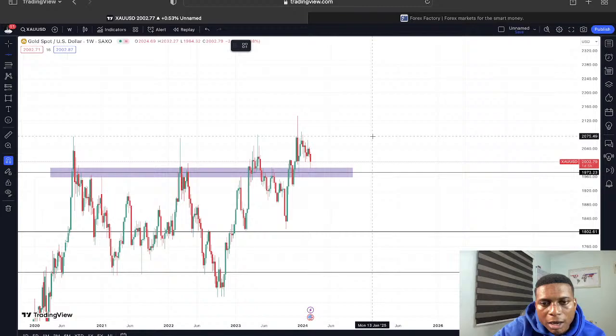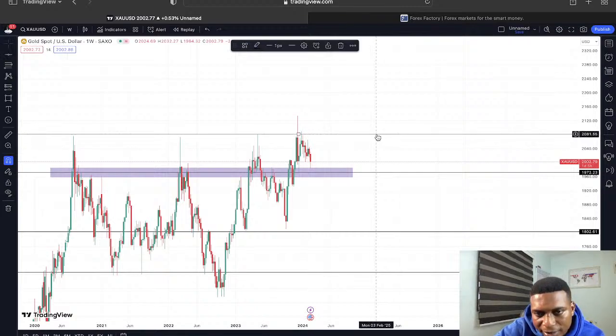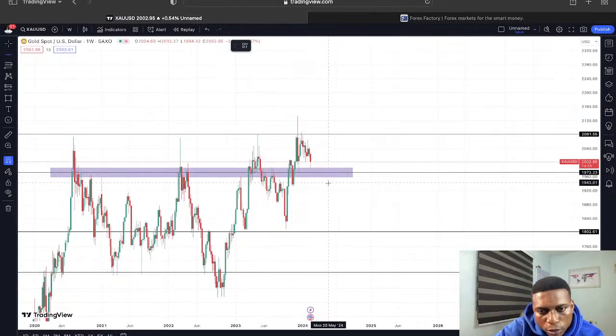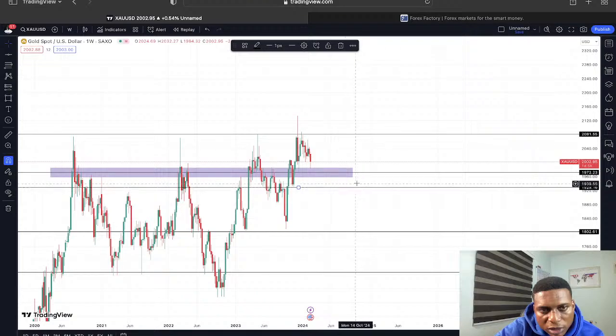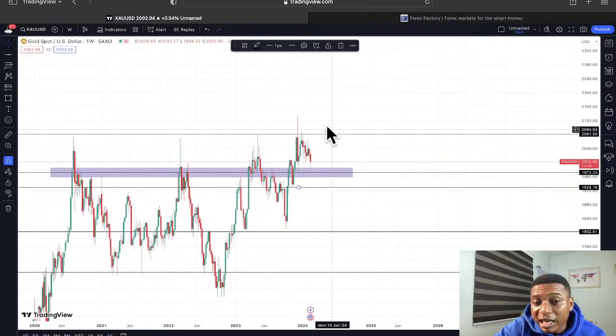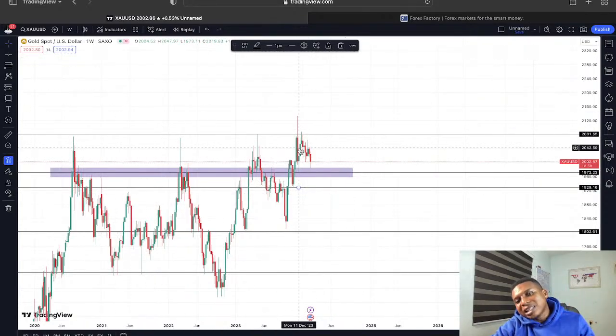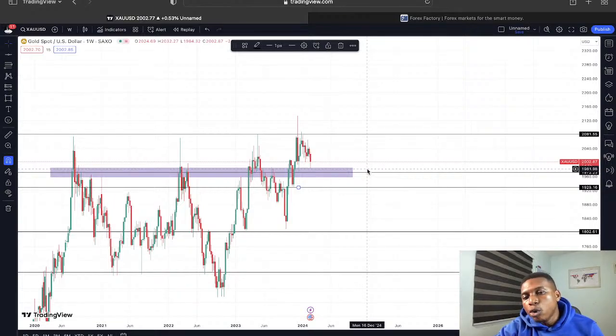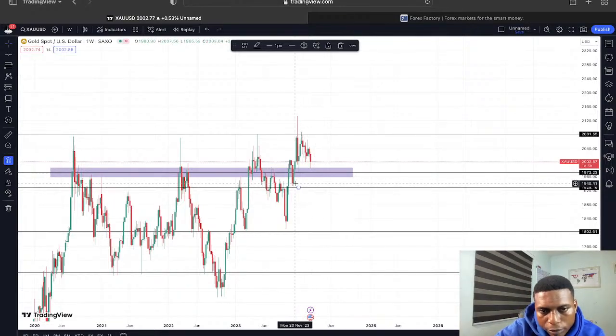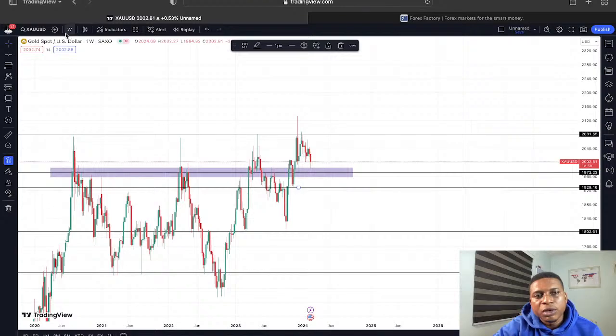All right, now your take profit will be the next resistance zone, which is here, and your stop loss will be the closest support zone, which is here. Now don't forget, this is a weekly time frame, so this is only recommended if you are holding the trade for a longer time.